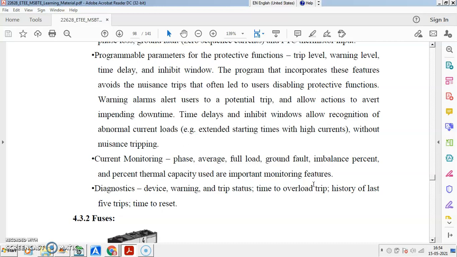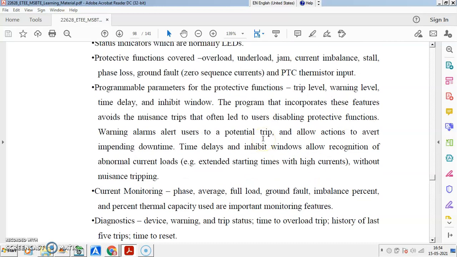So device warning, trip signals, time to overload trip, history of trips, the last 4-5 trips, you can analyze all of these. You may analyze the time required for reset and all. All these parameters are studied for diagnosis, to know which type of fault has taken place in the machine, and you can do the right maintenance. So these are the very high level features incorporated in the intelligent relay.